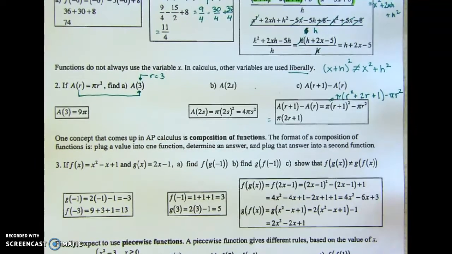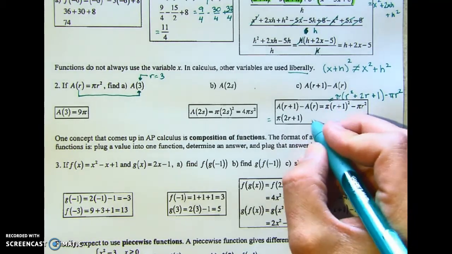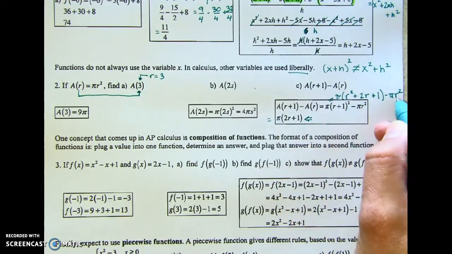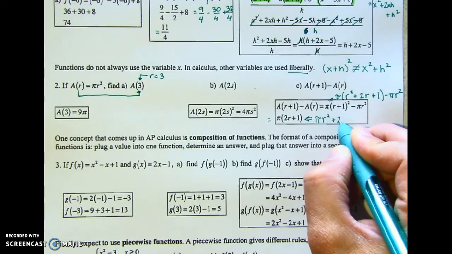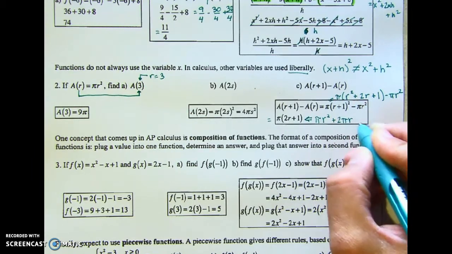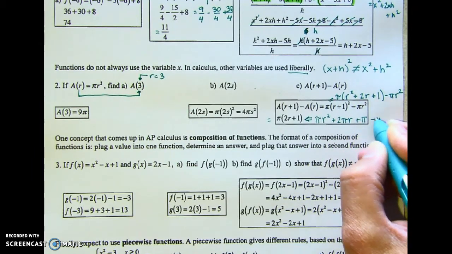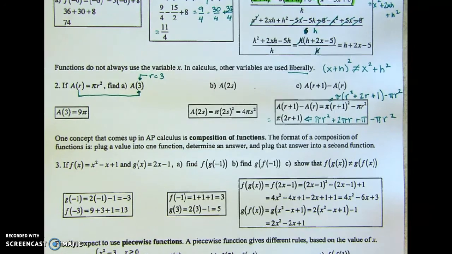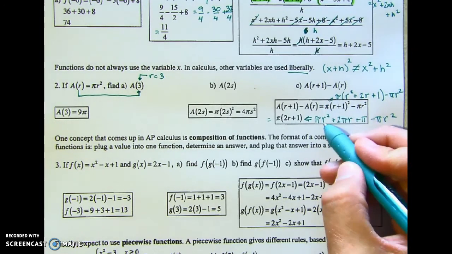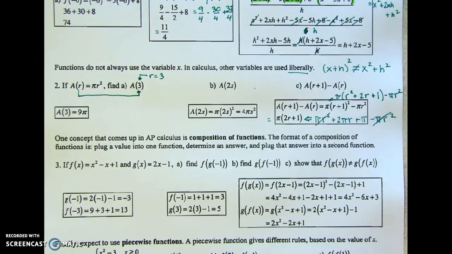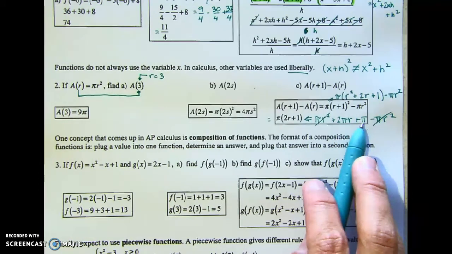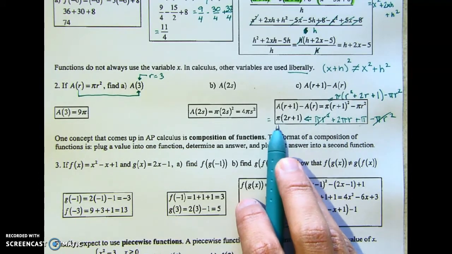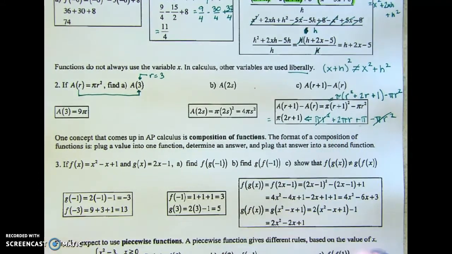There. From here, we distribute, and we're going to go in this direction. So we're going to go from here down here. So we have pi r squared plus 2 pi r, I'm distributing the pi, plus pi minus pi r squared. And what cancels? Do you guys see that pi r squared and minus pi r squared cancel? And so we're left with 2 pi r plus pi. Do you see a common factor pi? So in calculus, if there's a common factor, it's factored out usually in your answers.